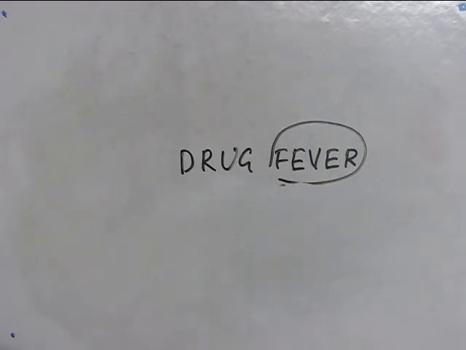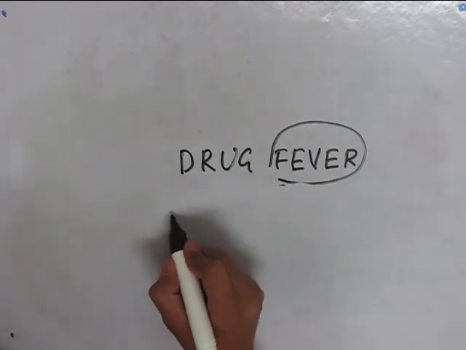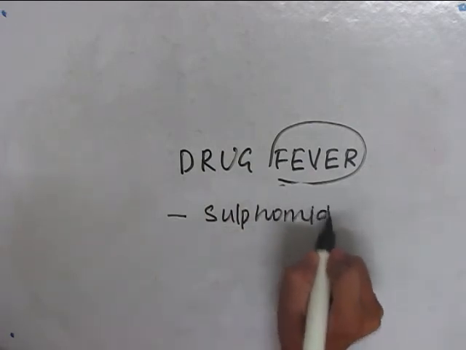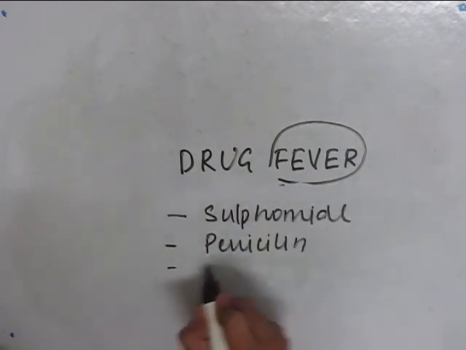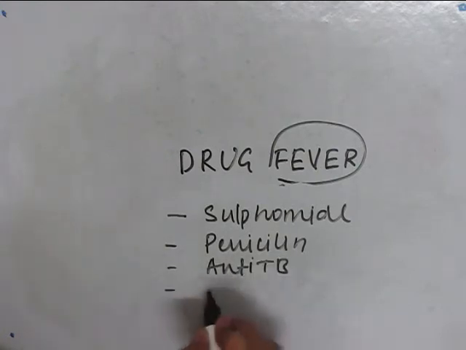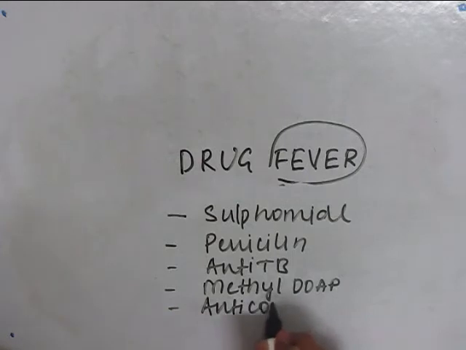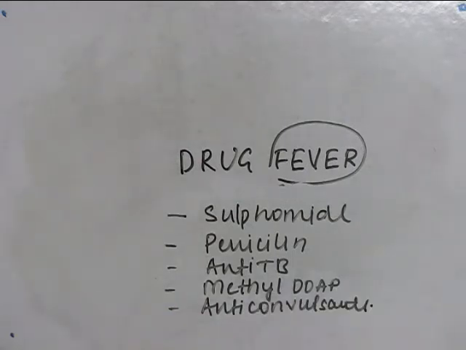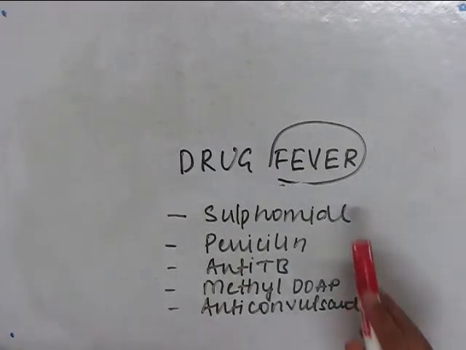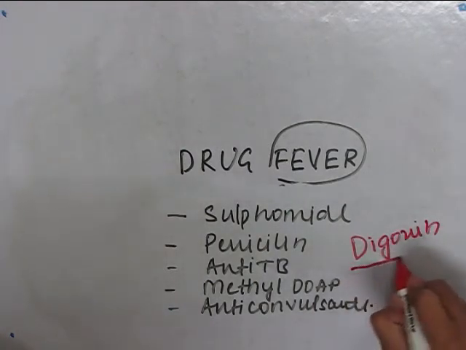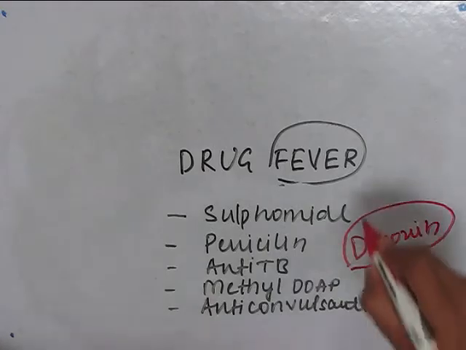I'll tell you the drugs which will cause drug fever. So the drugs under this category are sulfonamide, penicillin, anti-TB drugs, methyldopa, and anticonvulsants. An important thing to note: the drug fever is usually caused by altered drugs, and these are some of the special drugs. But digoxin is one of the drugs which does not cause drug fever.